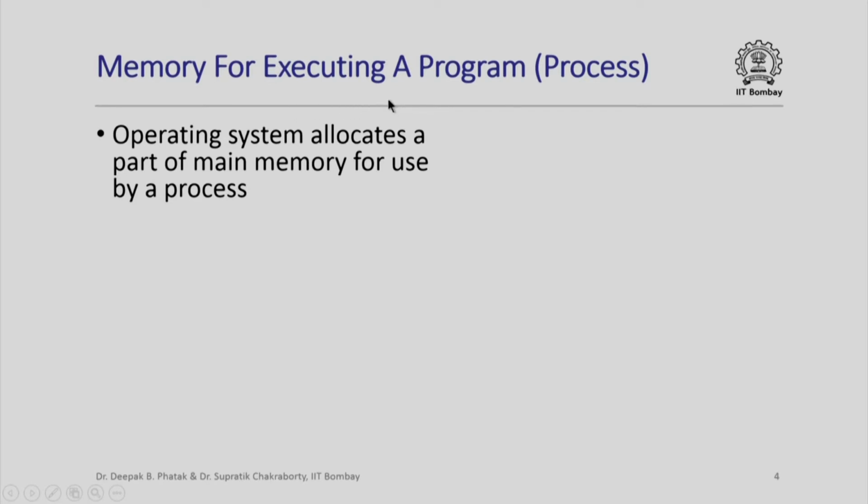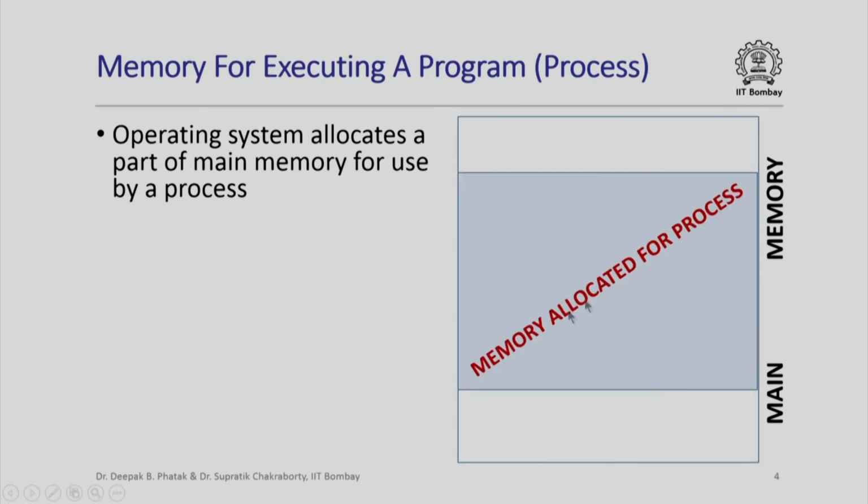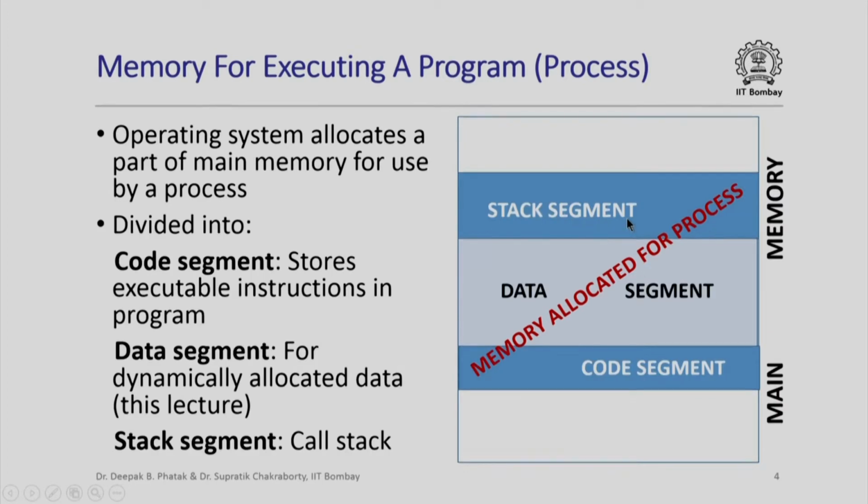Now, if you recall, we had said in one of the previous lectures that when a program is executing, or in other words when a process is running, the operating system allocates a part of the main memory for use by the process. This might be the part of the memory allocated for the process. We had also seen that this memory is divided into three segments: the code segment, which stores the executable instructions; the stack segment, which stores the call stack and the activation records that are there in the call stack; and the data segment. In our earlier study, we had said that we will look at how this data segment is used later, and now the time for that has come.